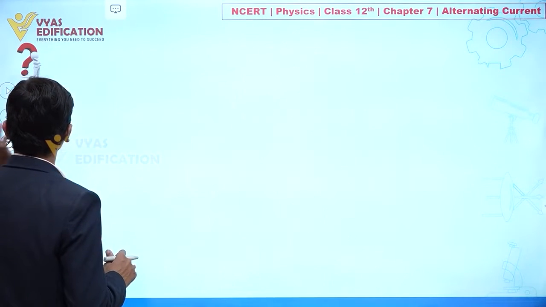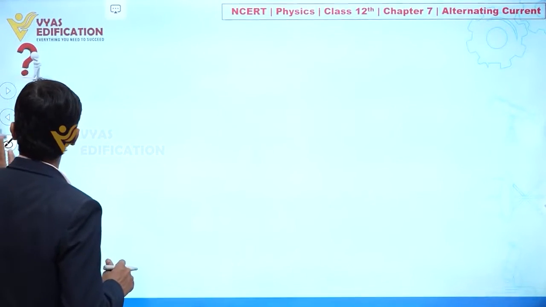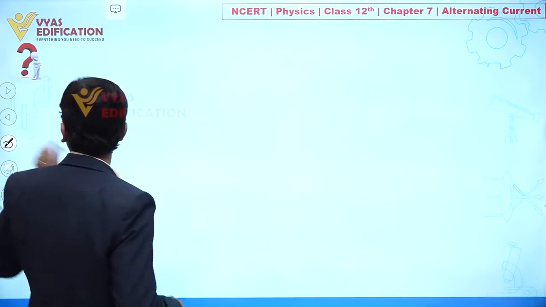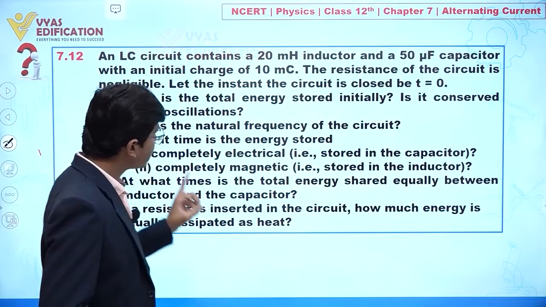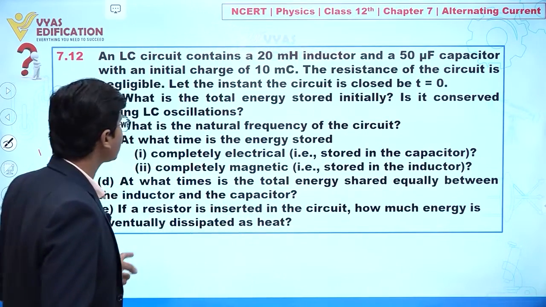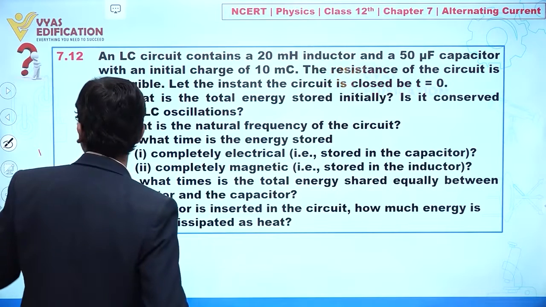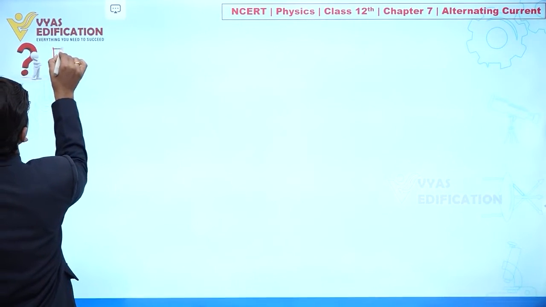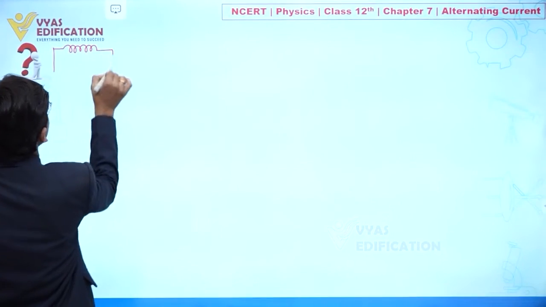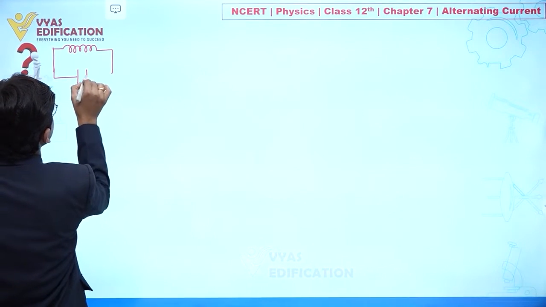Now we are going to discuss part number 3. Clear? Part number 3 is given to you: at what time the energy stored is completely electrical, number 1, and completely magnetic. Clear? So concentrate on the screen. Let's suppose this is an inductor. Clear? And let's suppose I am having here this capacitor.